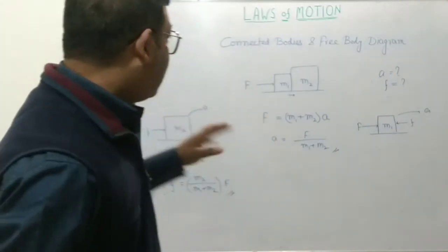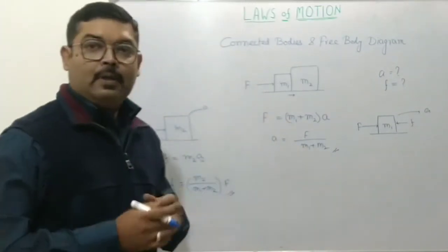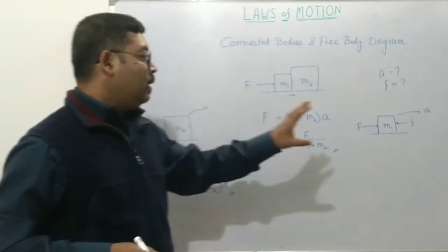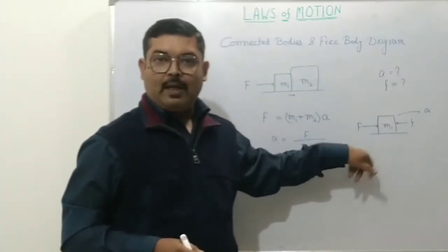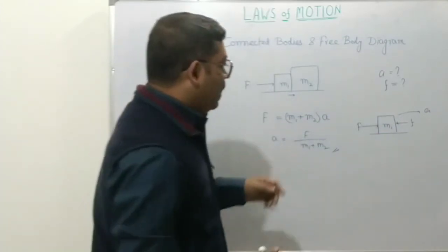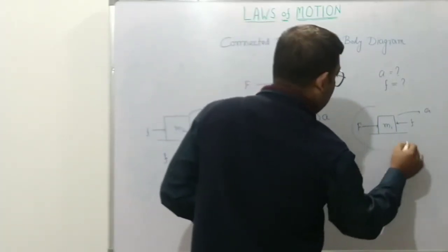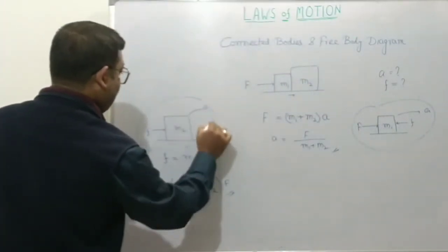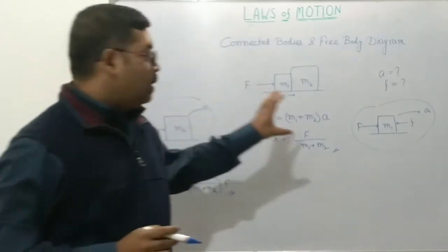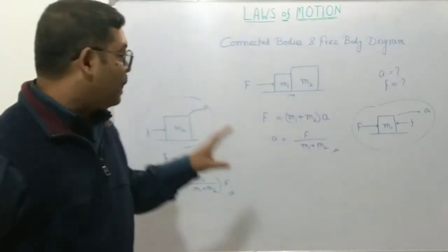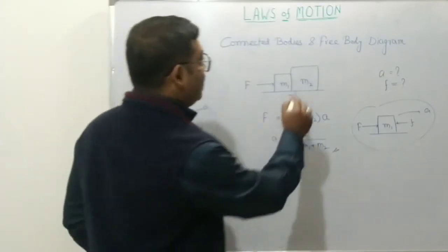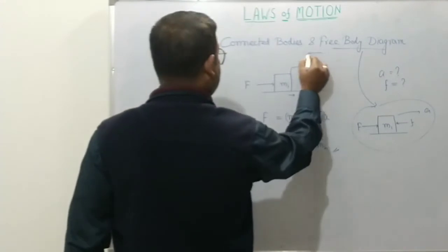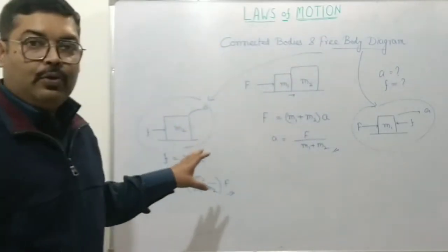So in the case of connected bodies, what we have seen is that it becomes easier for us if we separate the bodies, take the respective forces acting on them, and try to find the equation of motion. These diagrams, where we take the connected bodies apart and discuss their forces individually, are known as free body diagrams. So this is the free body diagram of M1 and this is the free body diagram of M2.